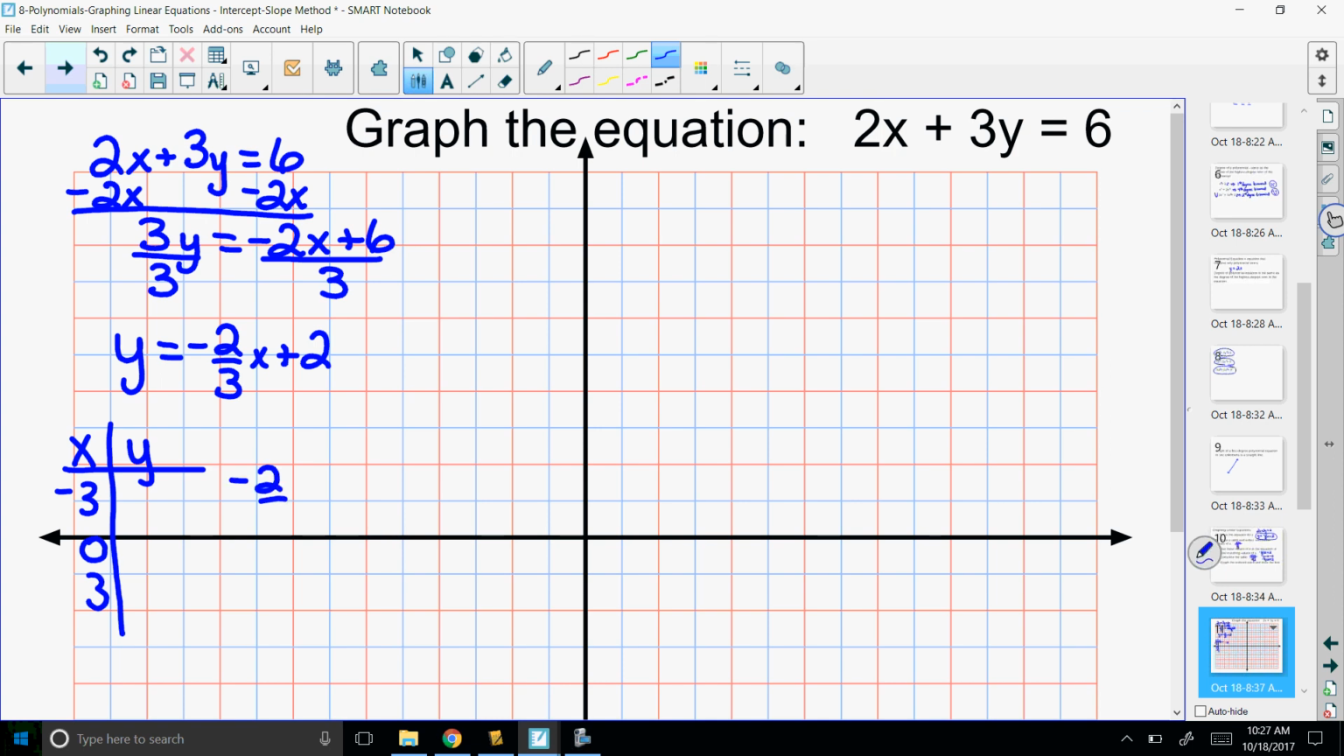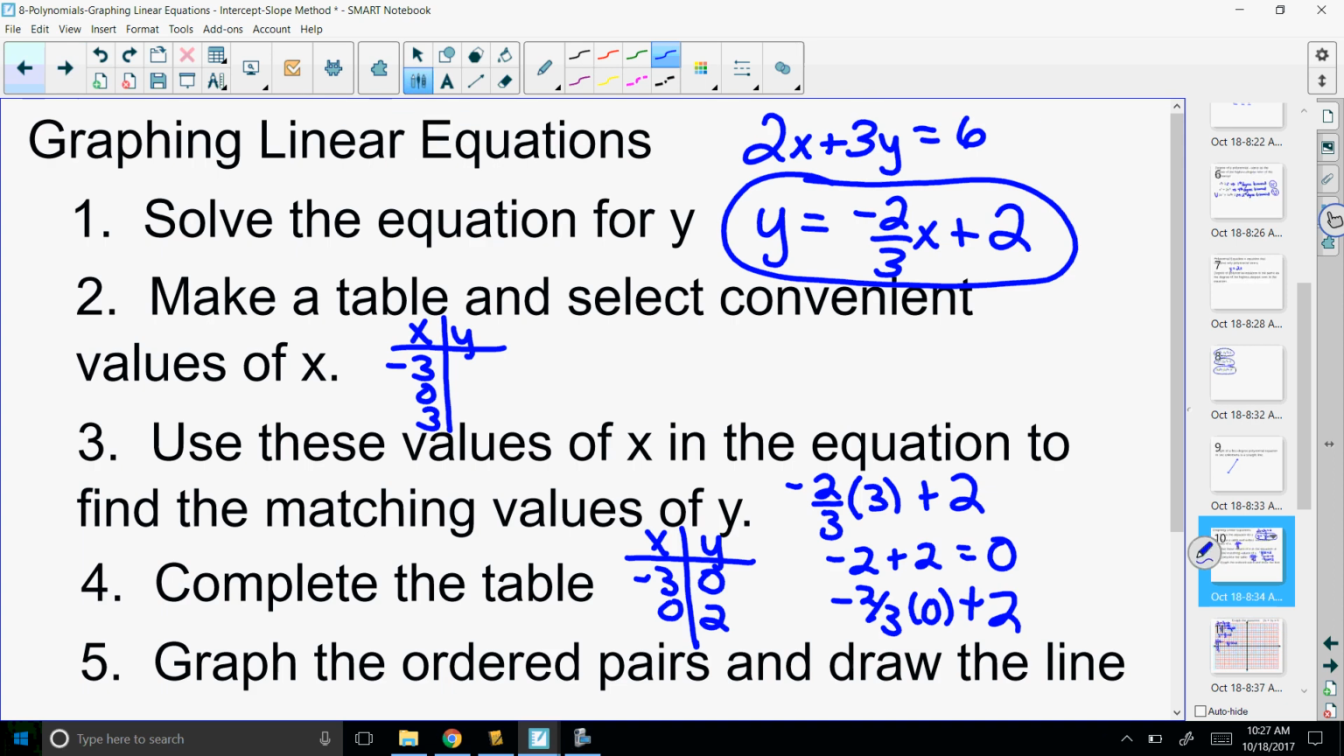I'm going to put it into the equation. I have negative 2/3 times x, which is negative 3, plus 2. Maybe I had a sign error on the previous slide. Maybe I put in 3 instead of negative 3. Sorry, it's going to bother me. Oh, I said 3 right there. I'm going to change that to a positive 3, okay? Since that's what I substituted in over there.